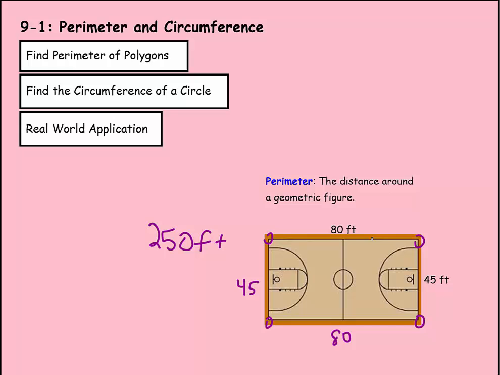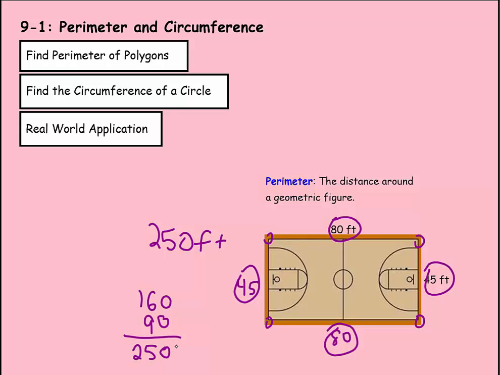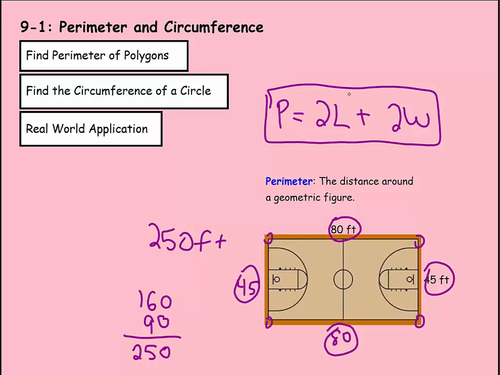Here's another way of looking at that as well. You see that we have 80 here and we have 80 here. Well, 80 times 2 is 160. I have 45 and 45 here. Well, 45 times 2 is 90. 160 plus 90 is 250. The formula I just showed you would be perimeter equaling 2 times the length, which was 80 times 2, plus 2 times the width, so 2w, so 45 times 2. That's the formula for solving a perimeter of a quadrilateral. 2 times the length plus 2 times the width.